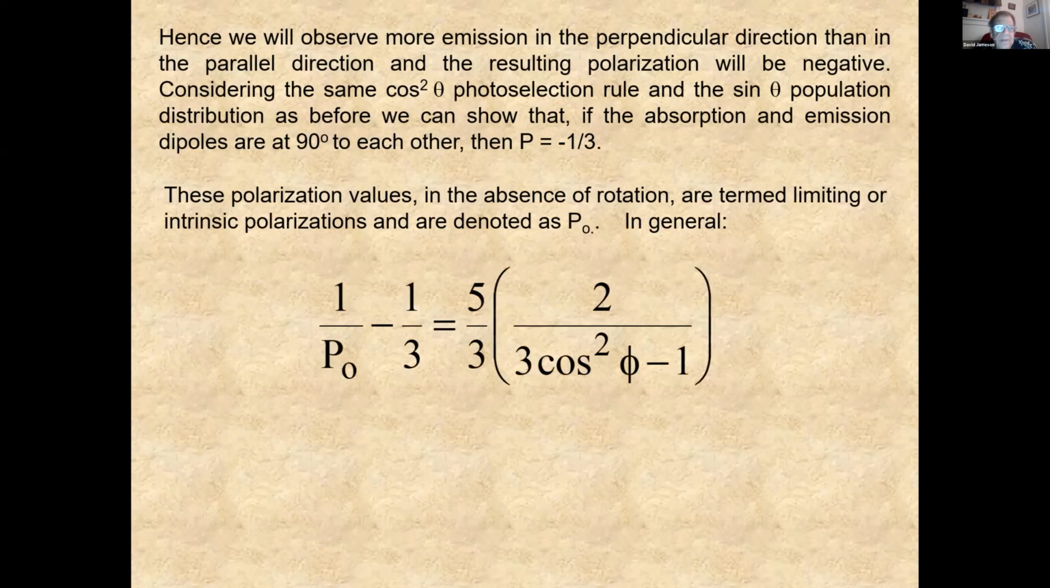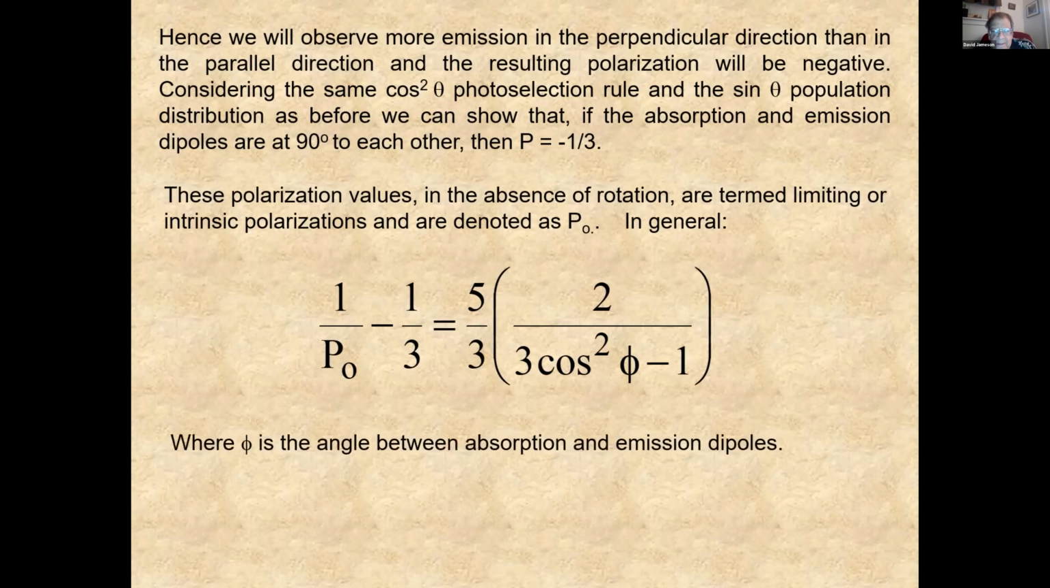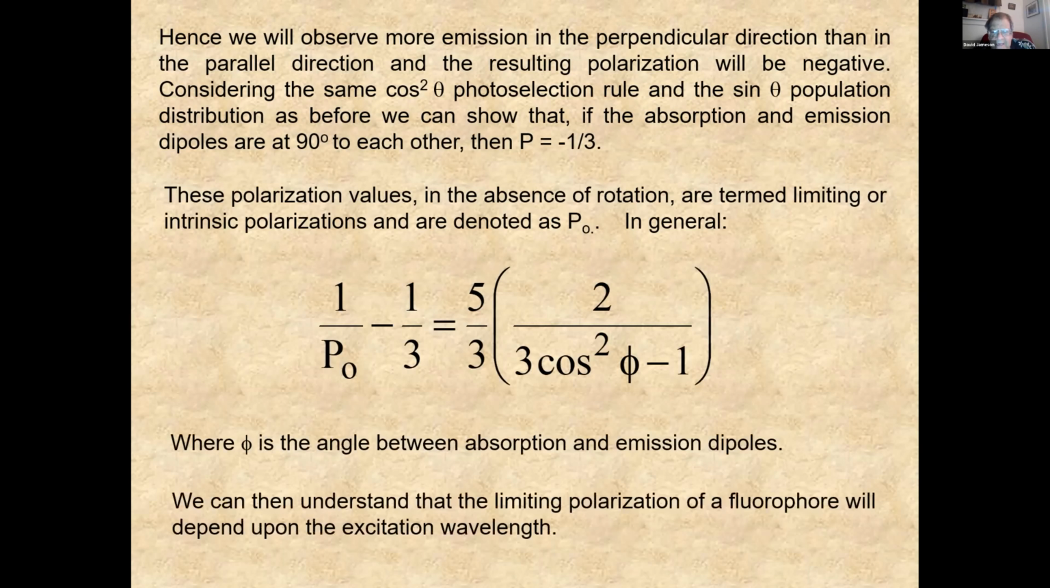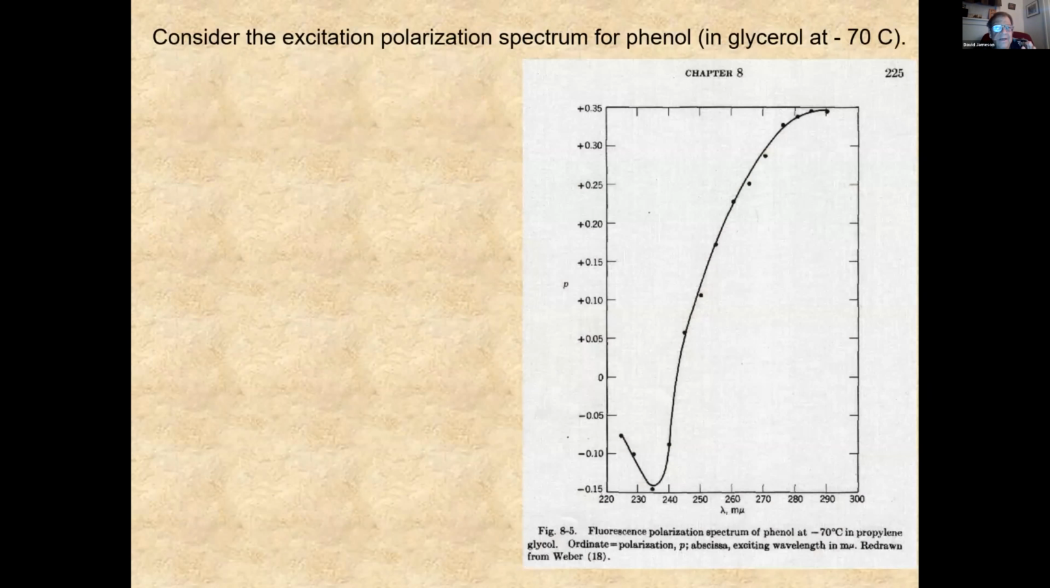Okay, and in general, this intrinsic or limiting polarization we call P0 will depend on the angle between the absorption and emission dipoles with this equation. Okay, and so the important thing, and this is the point of this whole discussion, is the limiting polarization will depend on the wavelength of excitation.